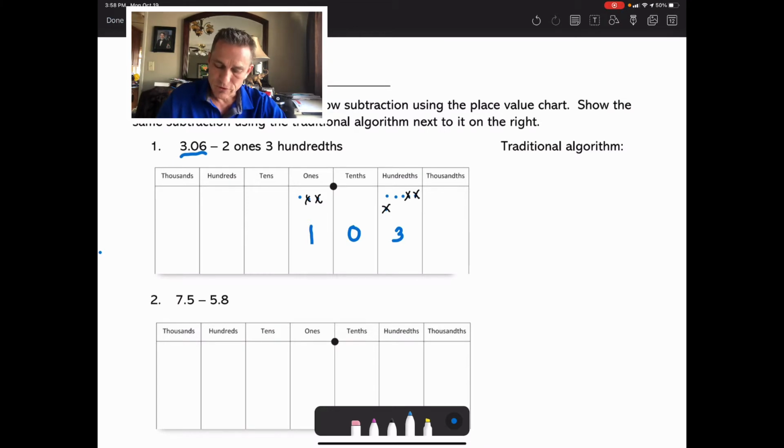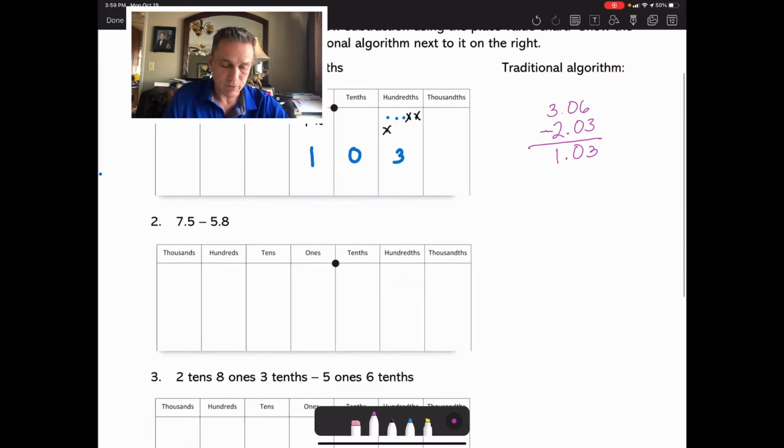So to do this using the algorithm, we would say 3 and 6 hundredths minus 2 and 3 hundredths. So I'd say 6 hundredths minus 3 hundredths is 3 hundredths left. We'd have no tenths, and we'd have 1 whole left. All right, let's take a look at the second example.